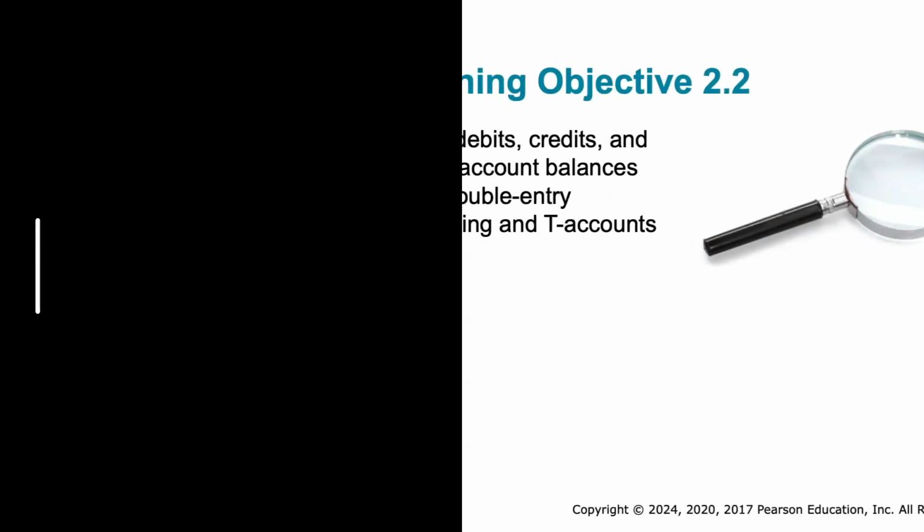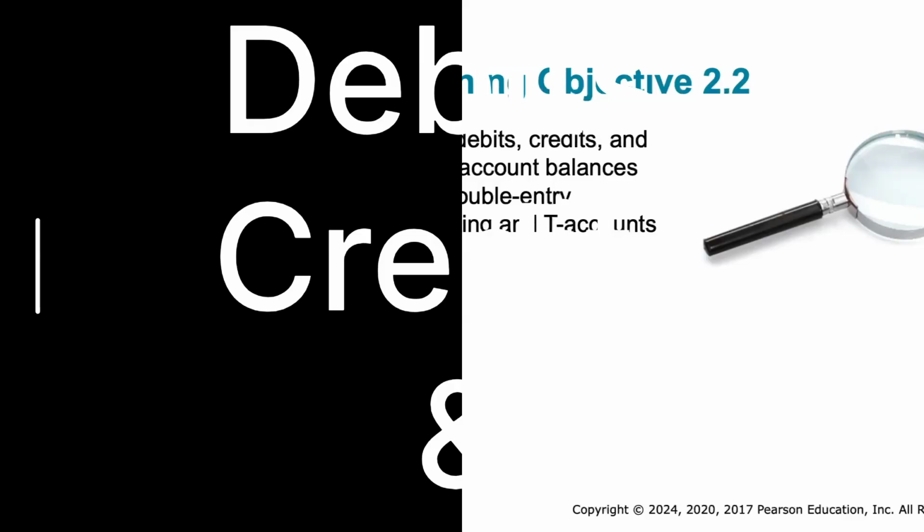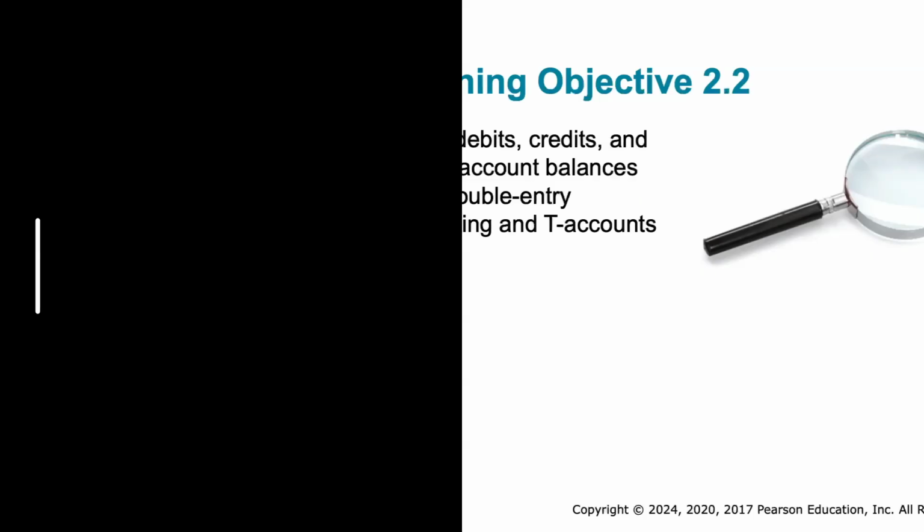This is section 2.2. We're going to define debits, credits, and normal account balances using double entry accounting and T accounts. Now, there are a few things that we need to understand when we look at these things, and I'm going to try to walk you into it. I don't want you to jump the gun too fast.